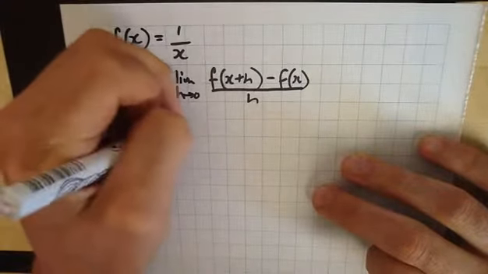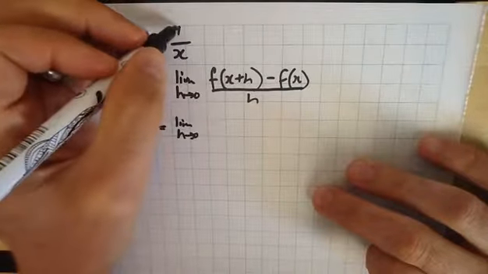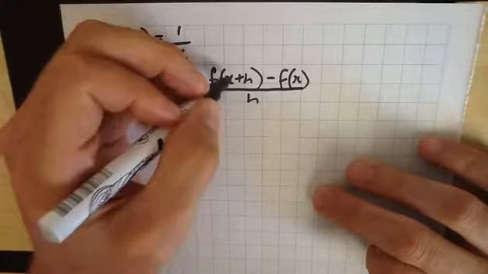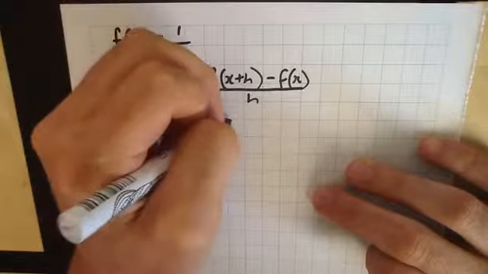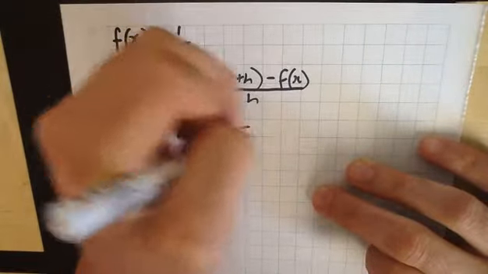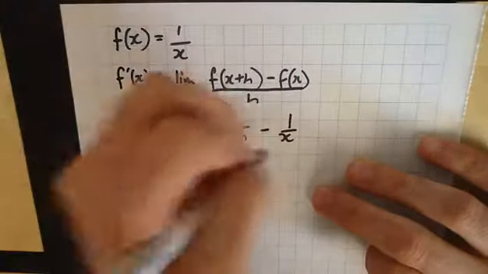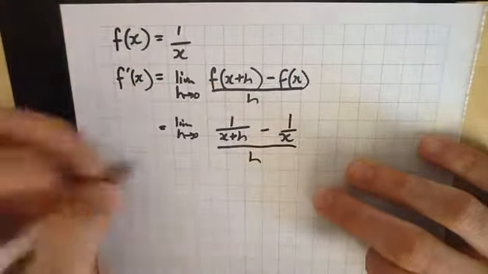Okay, so h approaches 0, f of x plus h, so that would be 1 over, and wherever there's an x here I put x plus h, so it's 1 over x plus h it becomes. So that becomes this. And then subtract the function, which is 1 over x, and that all is over h.